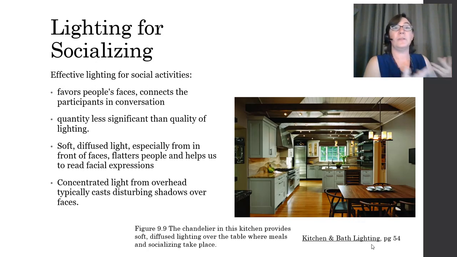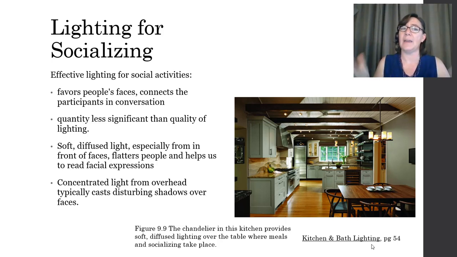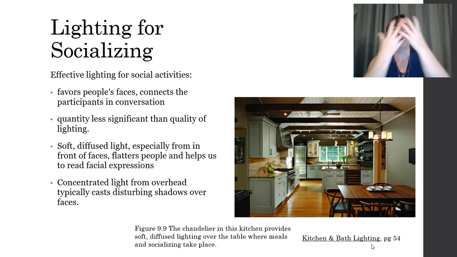Let's talk about socialization and how we can effectively light social activities, such as sitting around a table and talking to each other, which happens in a kitchen. All right. So effective lighting for social activities favors people's faces. What we're trying to do is connect all of the participants who are having a conversation.